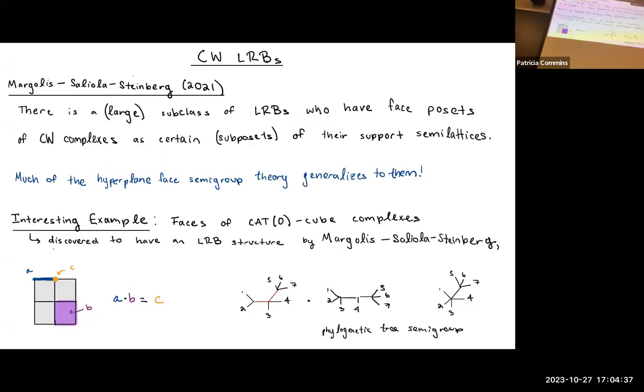And then I became interested in this other class of LRBs that was defined by Margolis, Saliola, and Steinberg. They found that there's a large class of LRBs. And when I say large, I mean a lot of the LRBs that naturally appeared in the wild turned out to belong to this group. So these are LRBs who have, this is not exactly the right definition, their poset has certain sub-posets that are face posets of regular CW complexes. What captured my interest is that a lot of the hyperplane semigroup theory seems to generalize nicely to these CW LRBs.